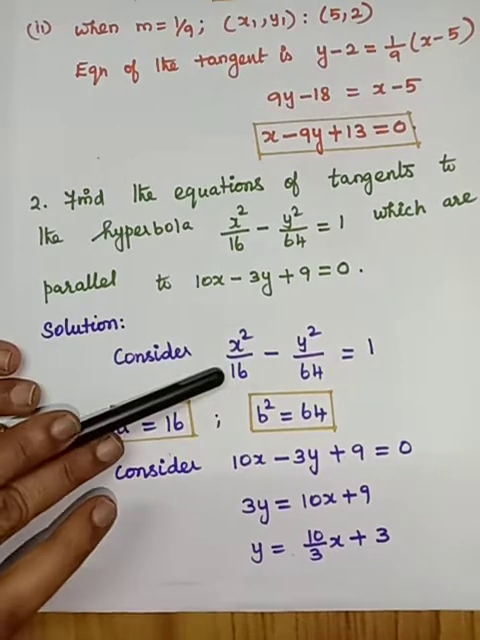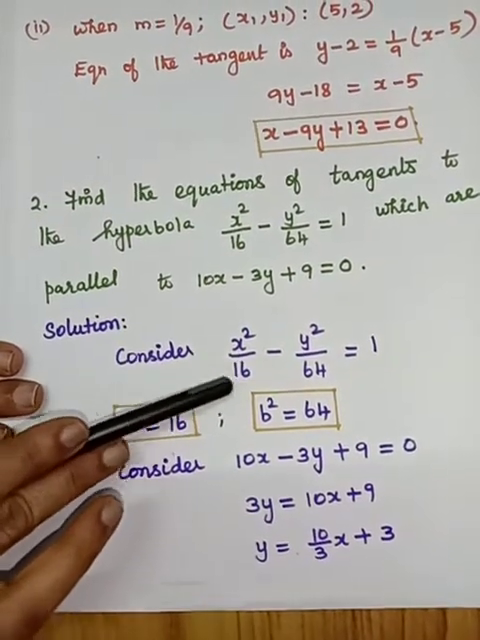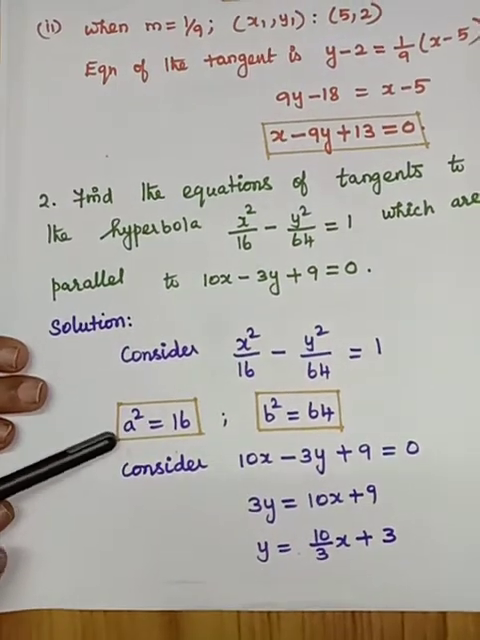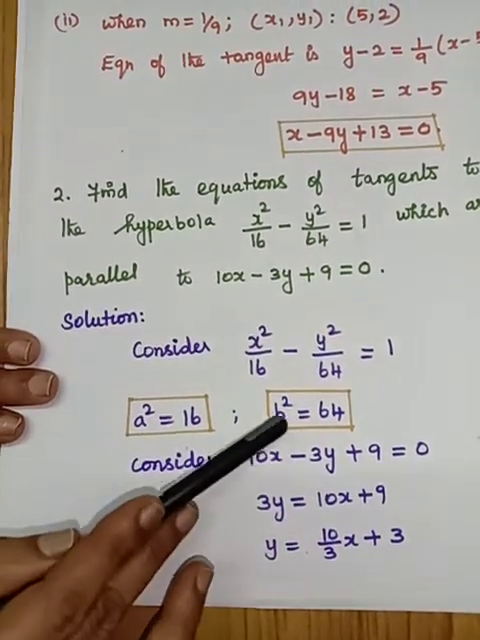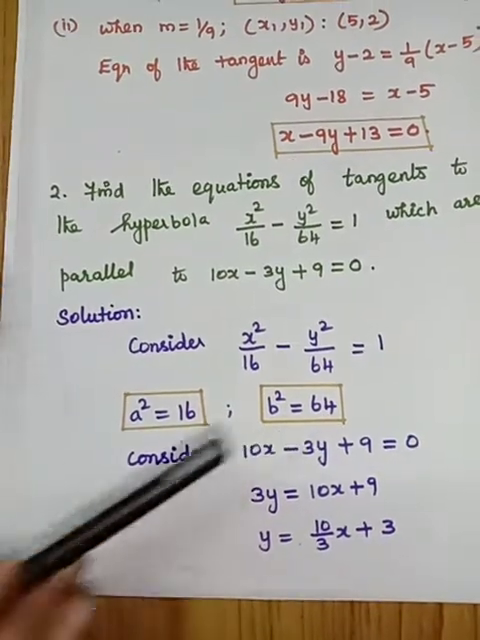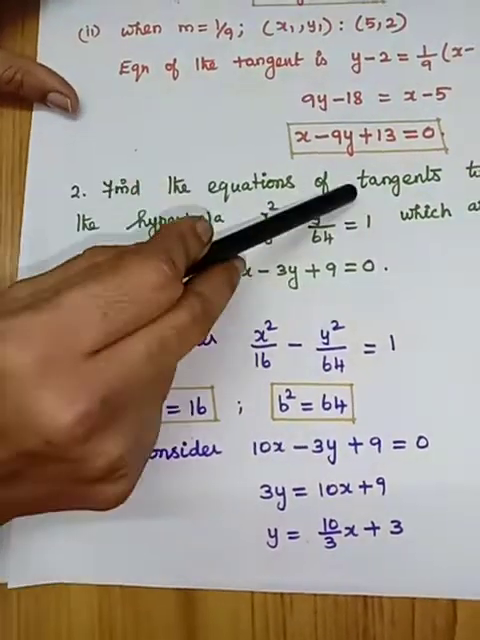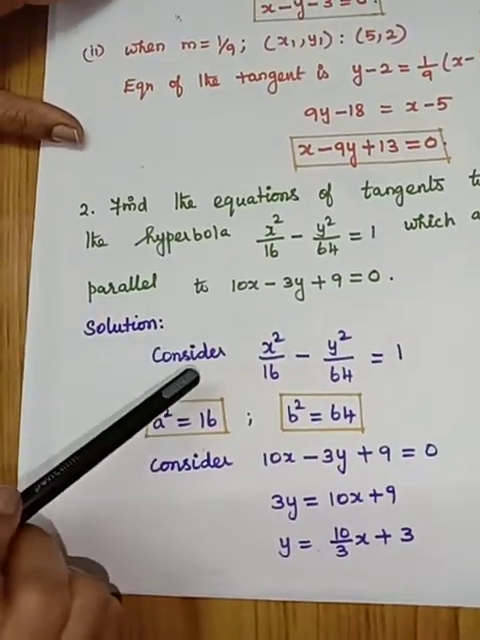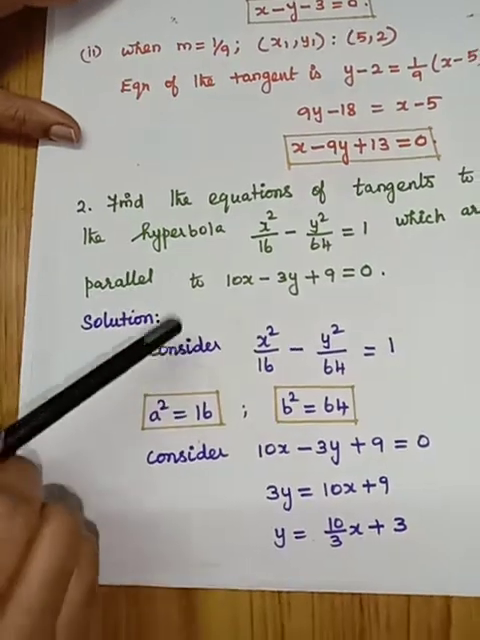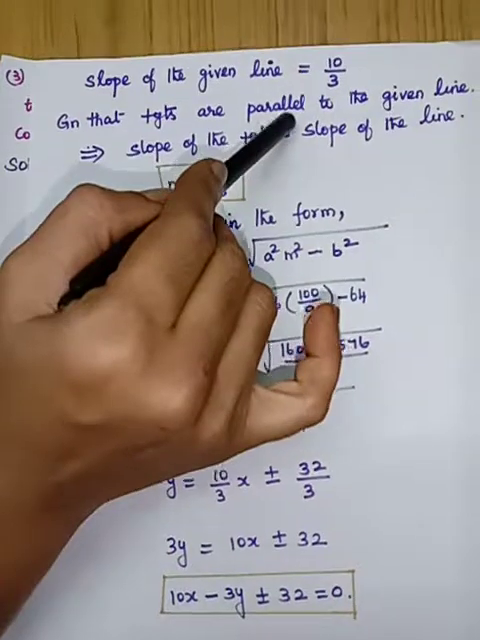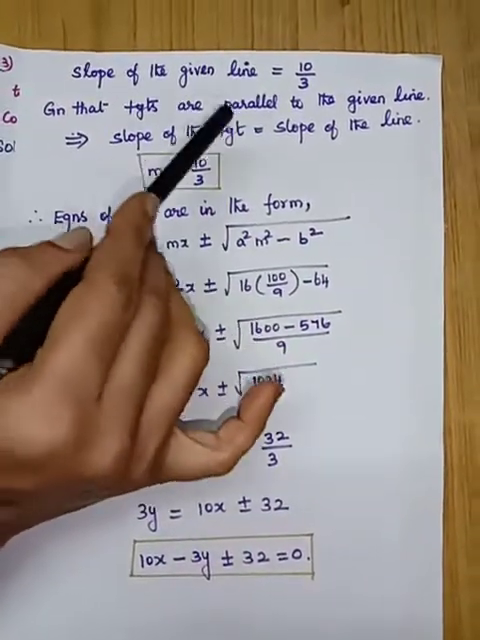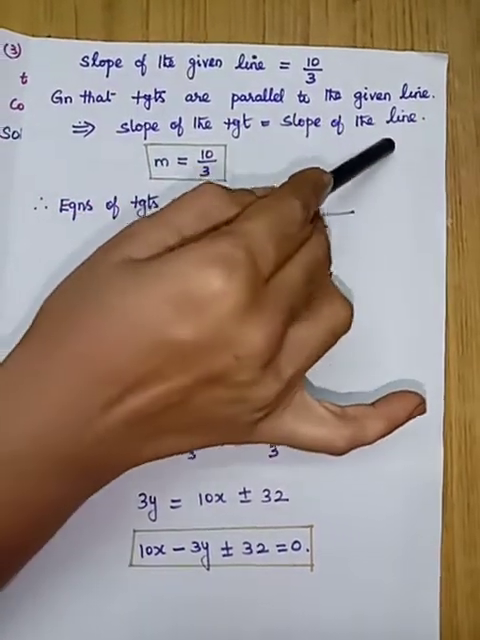For the hyperbola, the denominator of the first term has to be taken as a squared. So a squared is equal to 16, b squared is equal to 64. And it is given that the tangents are parallel to the given line. So here we have to compare the slopes. The tangents are parallel to the given line. That means what result do you have? Slope of the tangent is equal to slope of the given line.